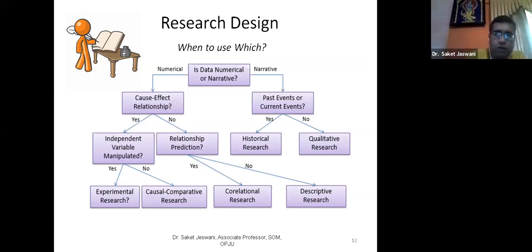So if the data is narrative, exploratory research is required. If data is numerical, descriptive research or causal research, that is cause and effect relationship, these two are required. So it depends on our research framework, to what extent we need to conduct our research work. We will decide our research design accordingly.